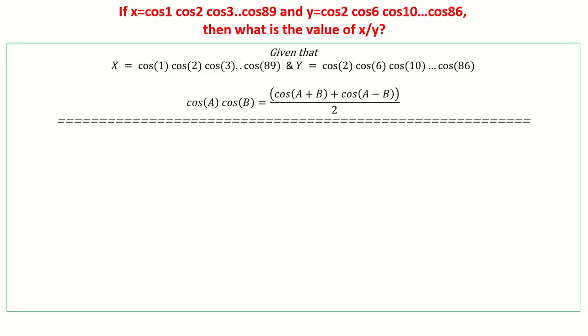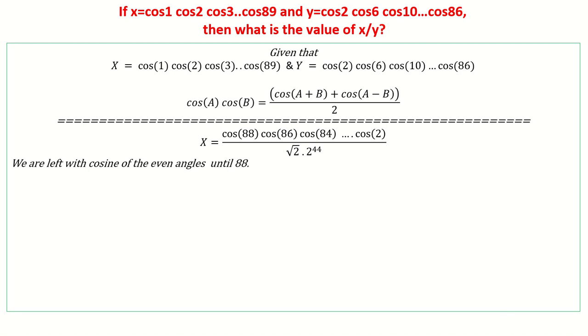Now x has become cos 88 into cos 86 into cos 84 up to cos 2, divided by root 2, that is 1 by root 2 for cos 45 we have, into 2 power 44, because 44 combinations are there, so each one will get 1 by 2, so 2 power 44. Now if you compare this with y, in y the angles differ by 4, here angles differ by 2, so it's very clear you take the numerator and redo the same thing again.